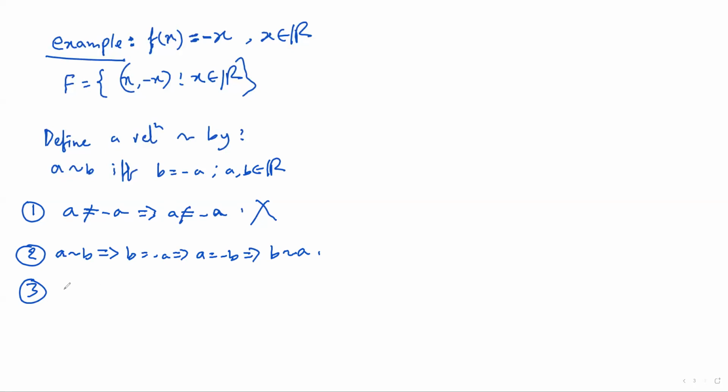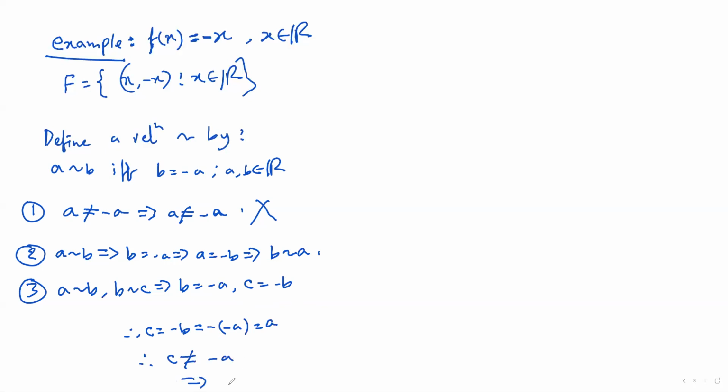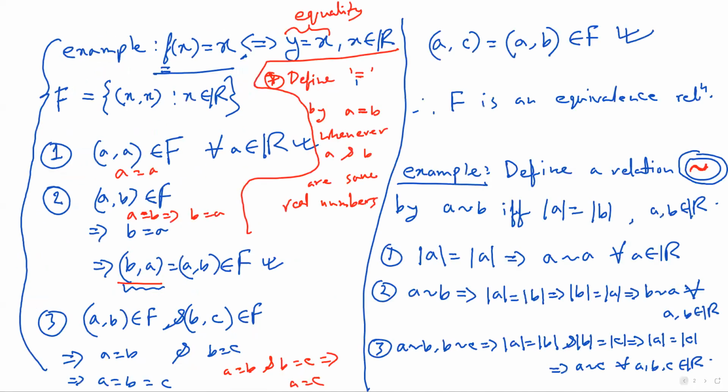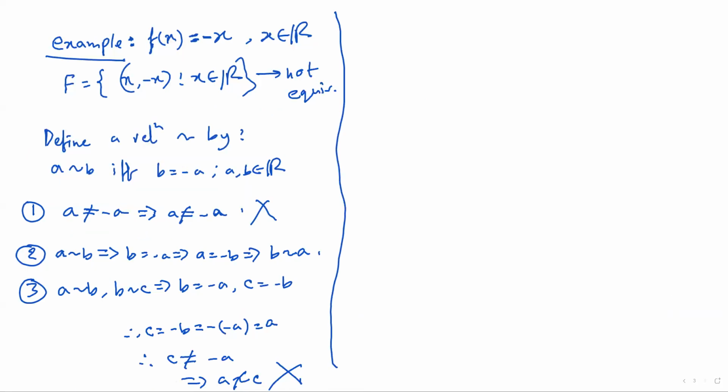Let's experiment with the third one. If we consider that A is related to B and B is related to C, this would mean B equals minus A and C equals minus B. Therefore C, which is minus B, which should be equal to minus minus A, which is equal to A. So C equals A, which means C is not equal to minus A, which means A is not related to C. So only the second condition holds, but the other two don't. So in this example, this is not an equivalence relation. The other examples were examples of equivalence relations, but this one is not.